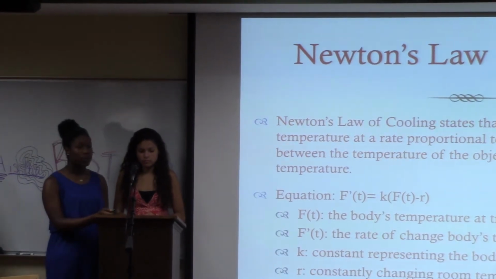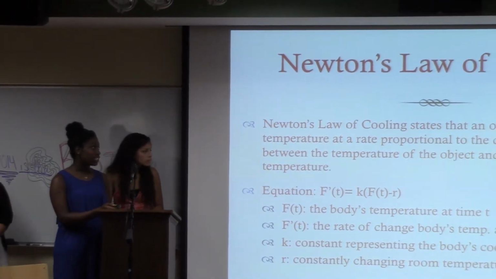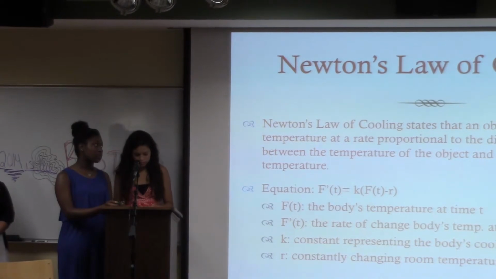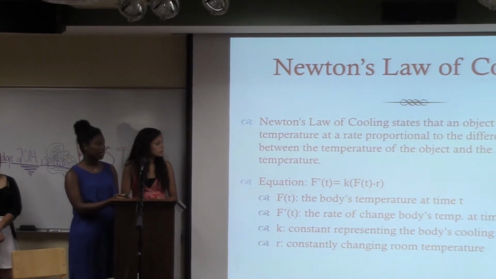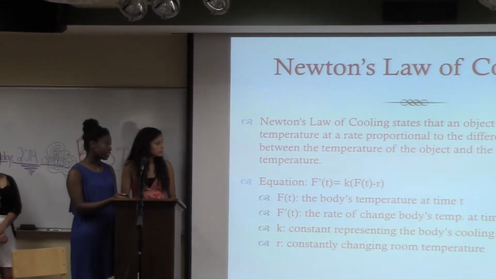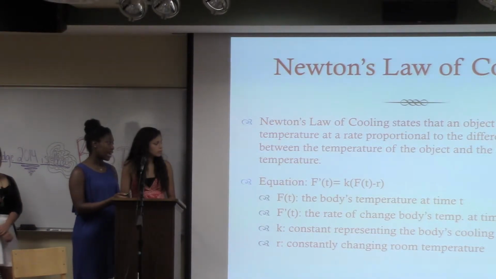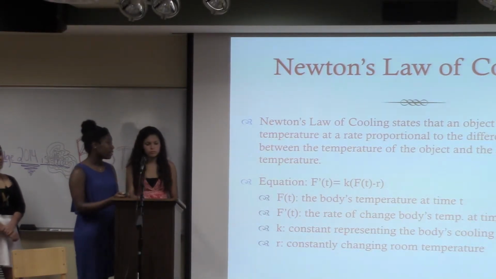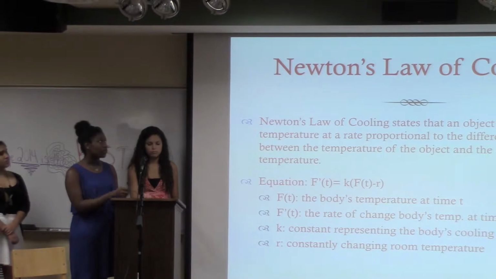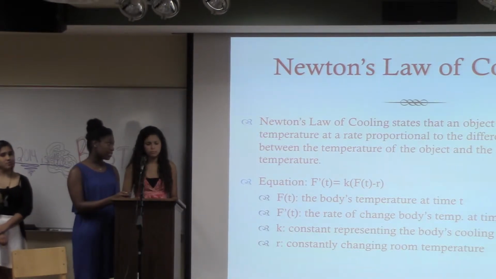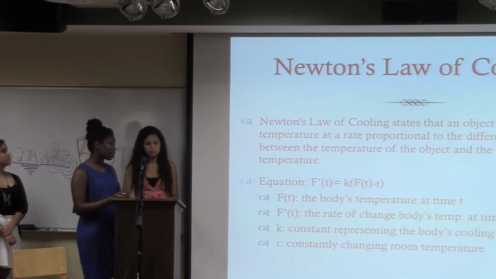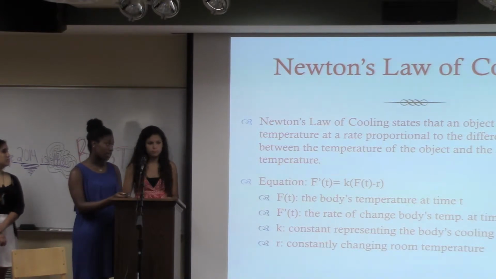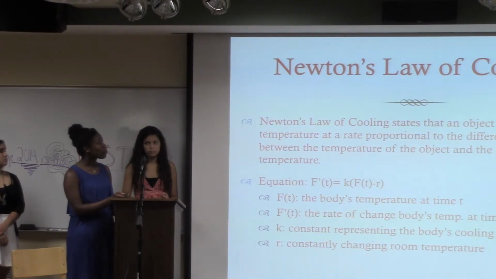First, Newton's law of cooling states that an object changes temperature at a rate proportional to the difference between the temperature of the object and the environment the object is in. We use the equation f'(t) = k(f(t) - r) to describe Newton's law of cooling. f(t) is the body's temperature at time t. f'(t) is the rate of change of the body's temperature at time t. k is a constant representing the body as it cools, and r is a constantly changing room temperature.